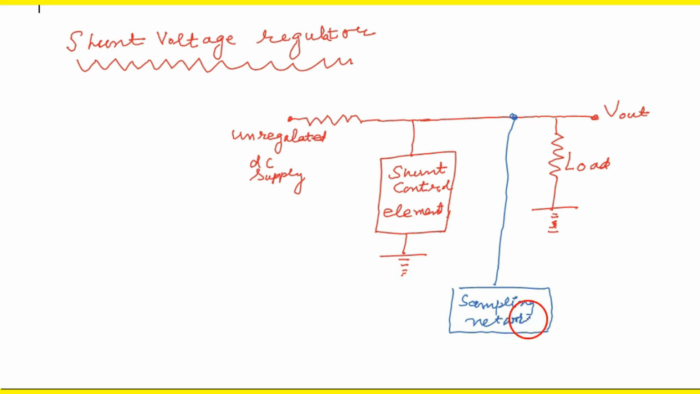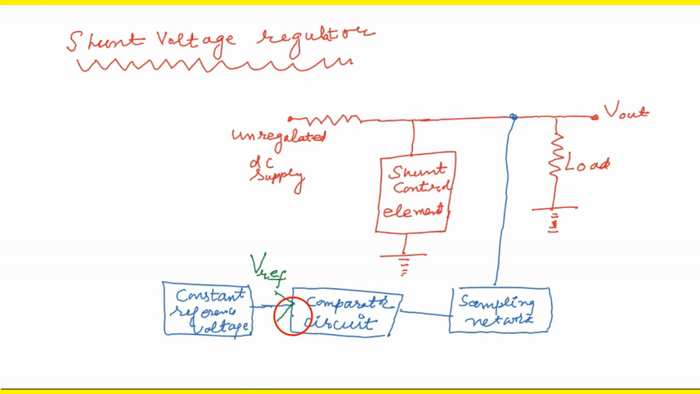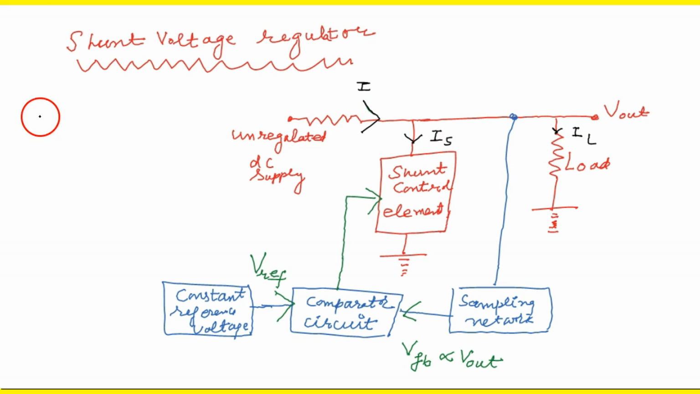So this is a sampling network. A part of the output is taken to the sampling network. Then the output of the sampling network is applied to the comparator on one side, and the other side is the reference voltage. Then the comparator compares the two and accordingly produces the control signal, which is then applied to the shunt control element. Let current I be coming, it is divided into two parts, IS and IL. I is the sum of IS plus IL.